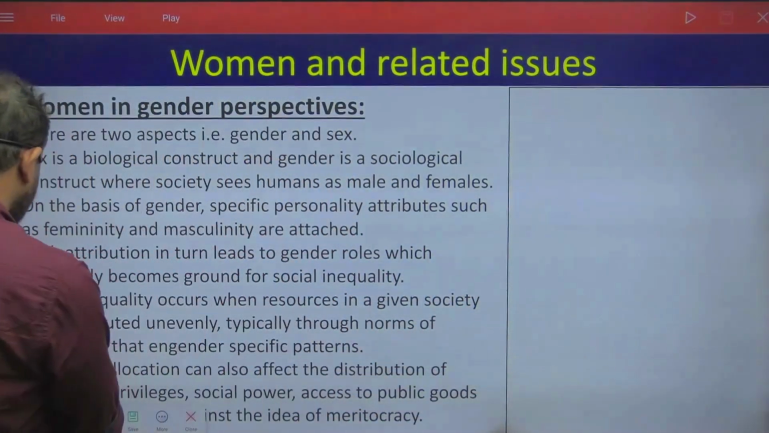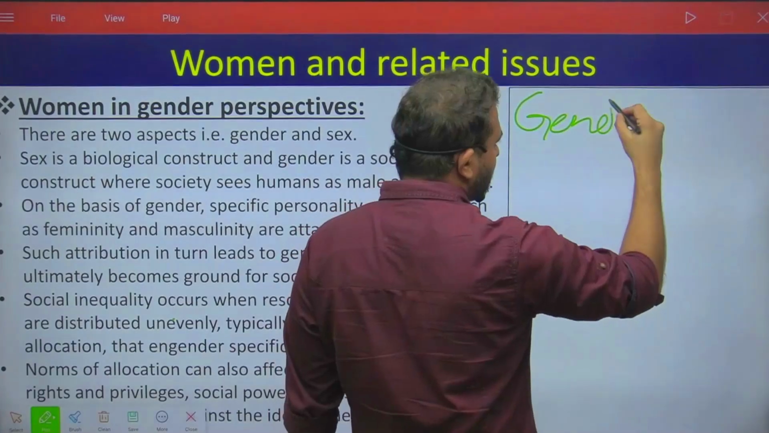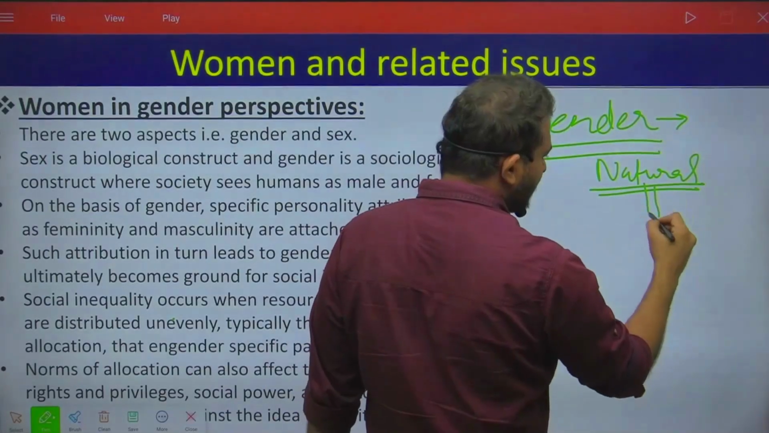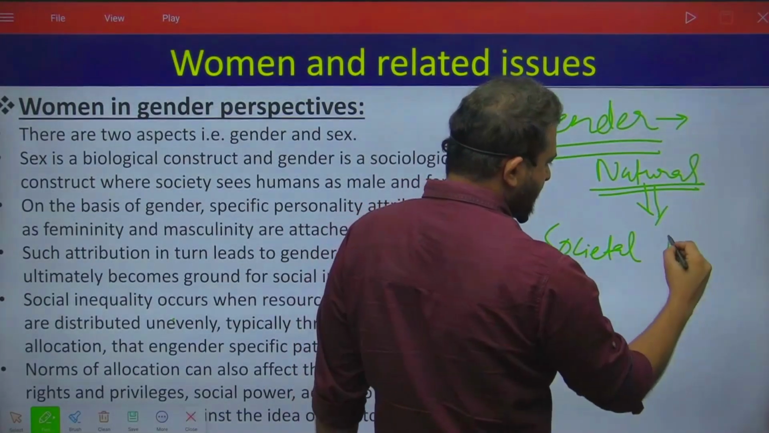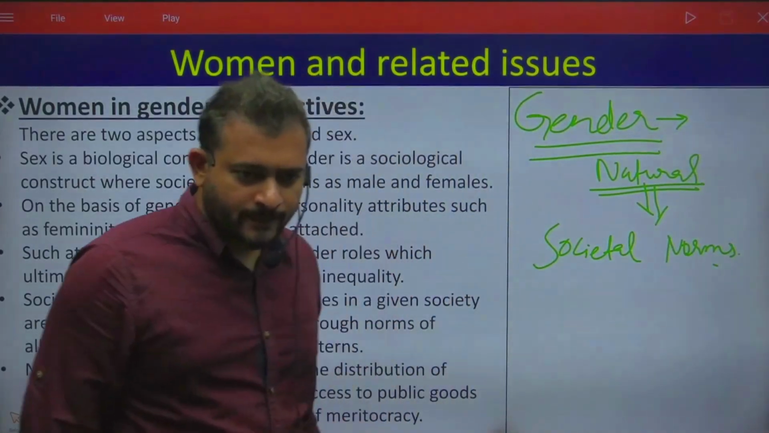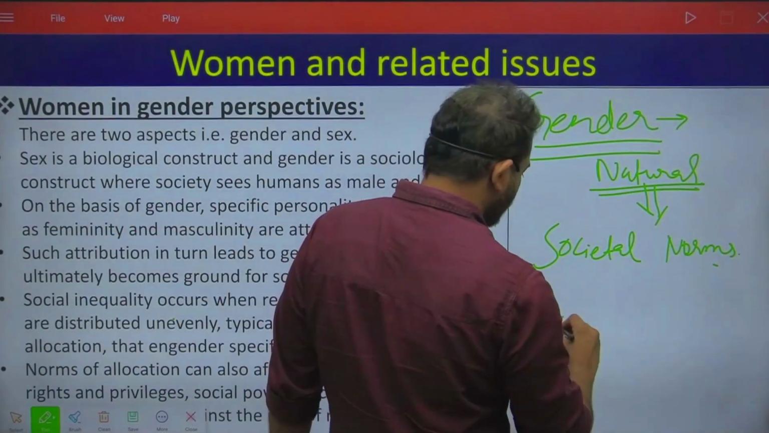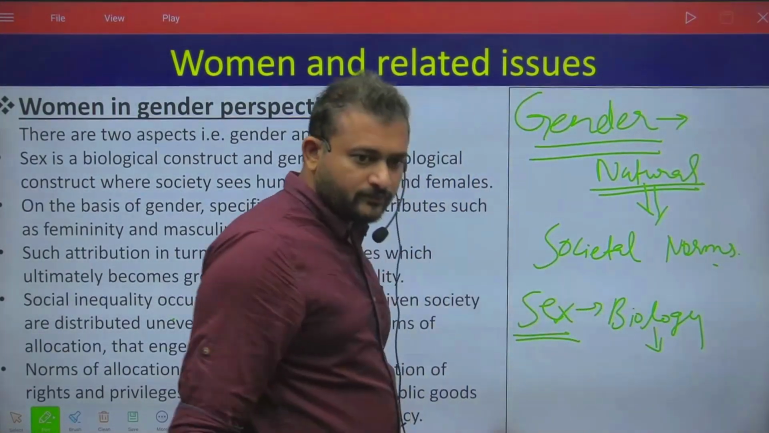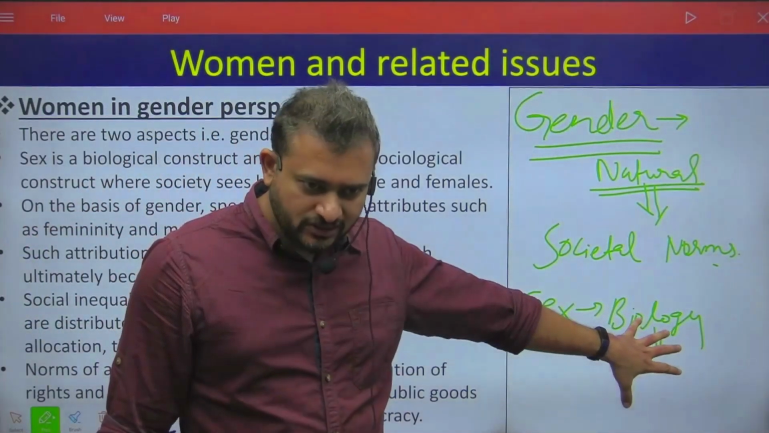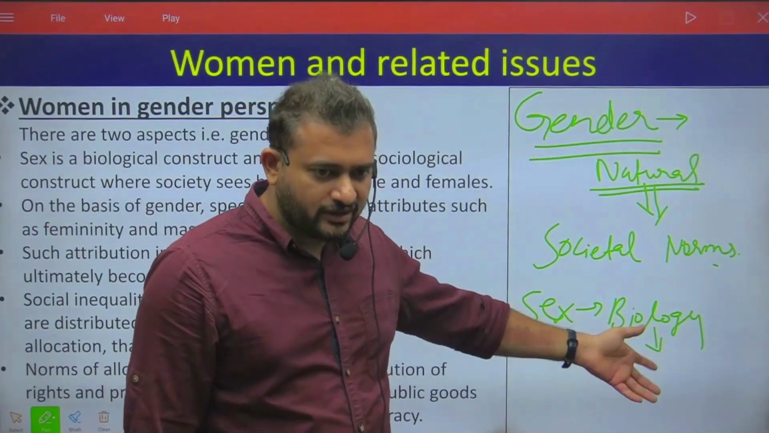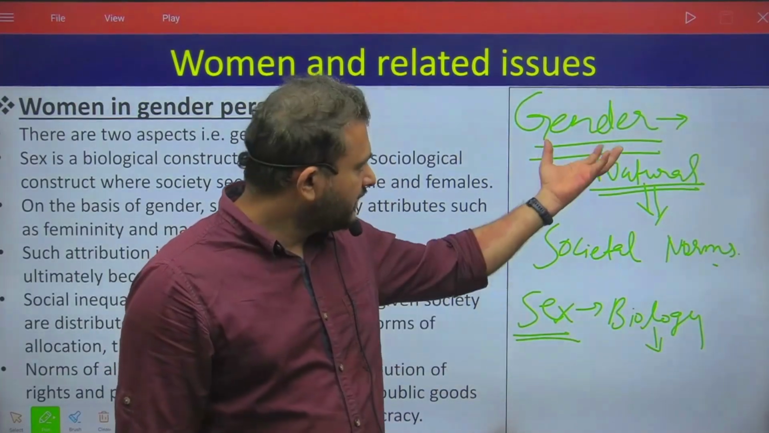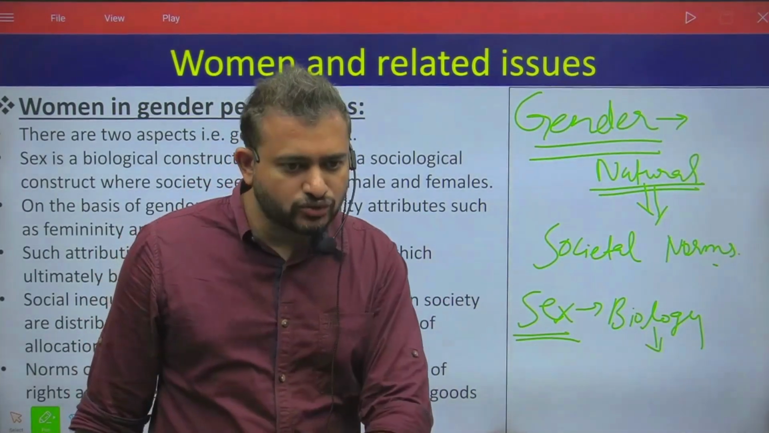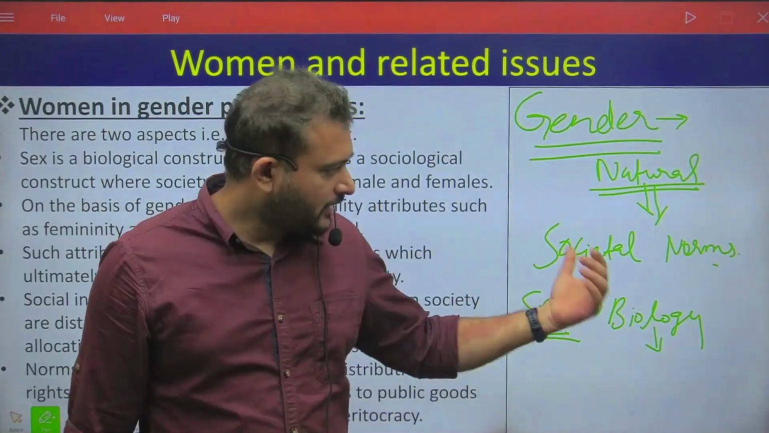We are discussing gender. Gender is not something natural. It may be natural, but it is actually a societal norm. Sex is natural, a biological term, because someone has biology, so it is obviously natural. We cannot alter it. It can be changed, but it is not like a behavioral pattern. Gender is behavior, and behavior is a societal norm, that male should do this, female should do that. And how do societal norms form?